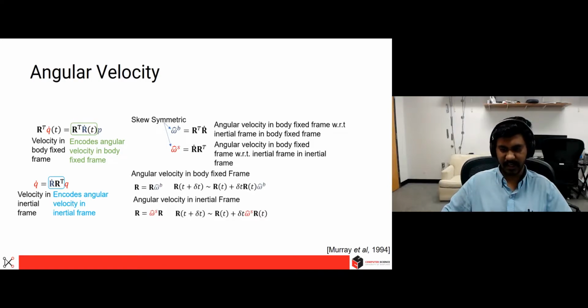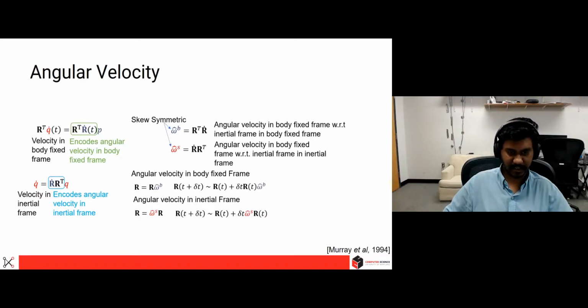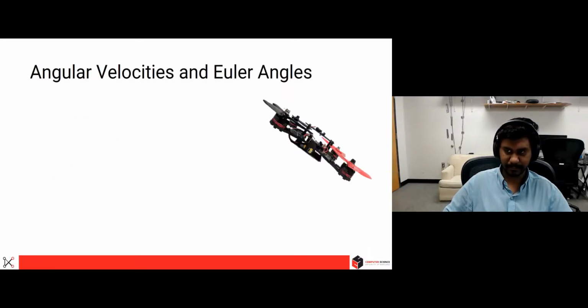This comes from the 1994 paper by Murray. It's very similar to the Taylor series expansion or first order expansion in dynamics, which is shown here. So the angular velocity in body fixed frame would be obtained as R into omega hat B, that is shown here, and same thing for the inertial frame.